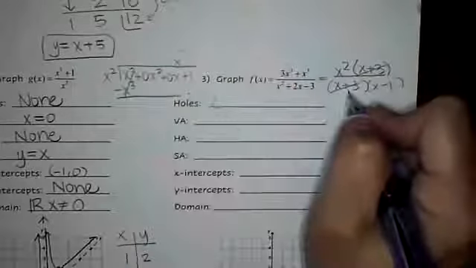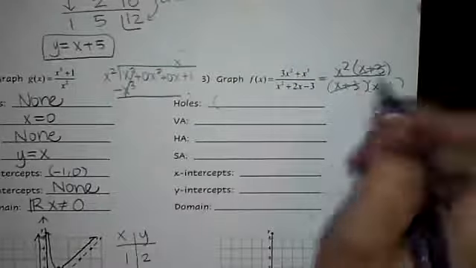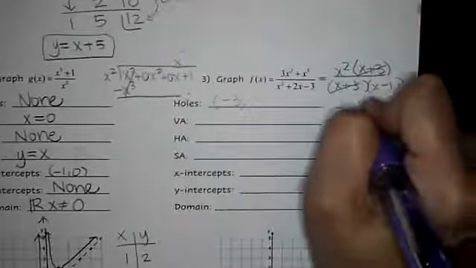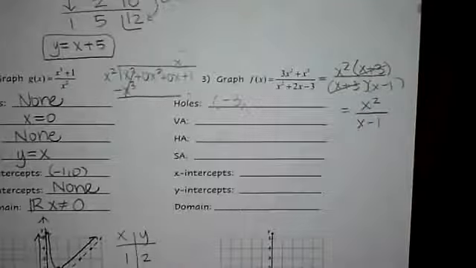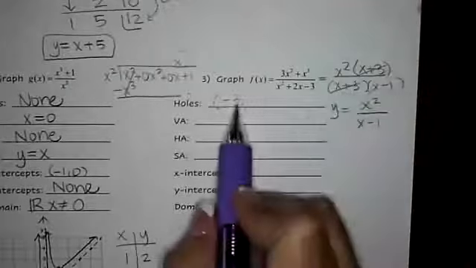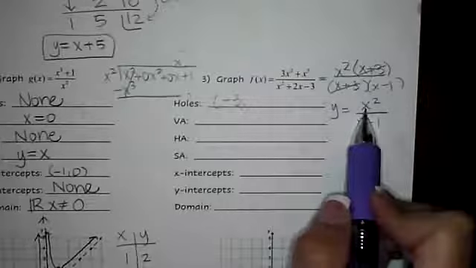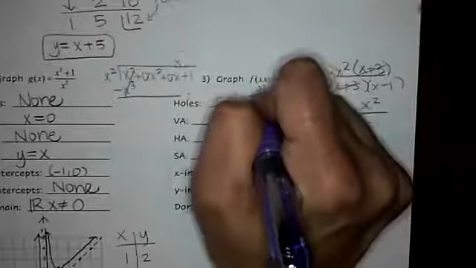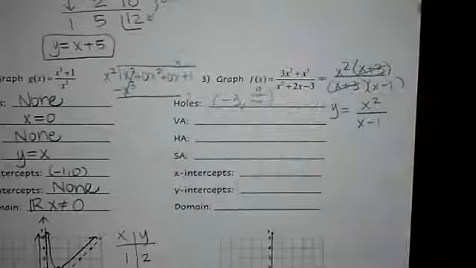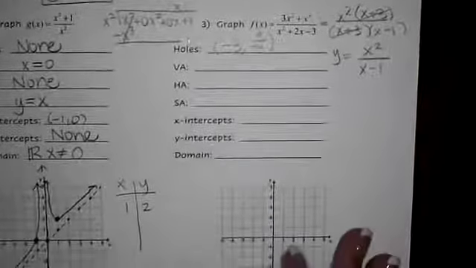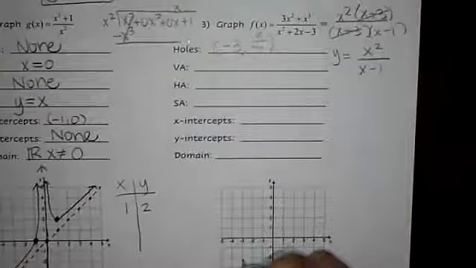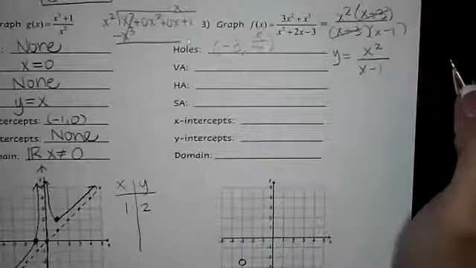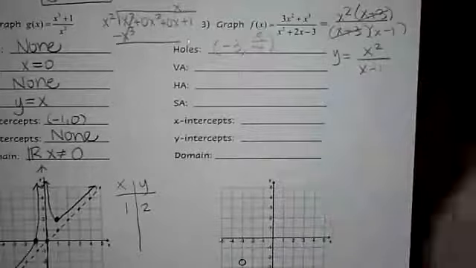That creates a hole. -3 plus 3 would make that 0. What I'm left with is x squared over x minus 1. If I plug in -3 here, it's going to give me 9 in the top and -4 on the bottom. So this would be 9 over -4. There's my hole. All right, to find our slant asymptote, I can go ahead and do synthetic division again.